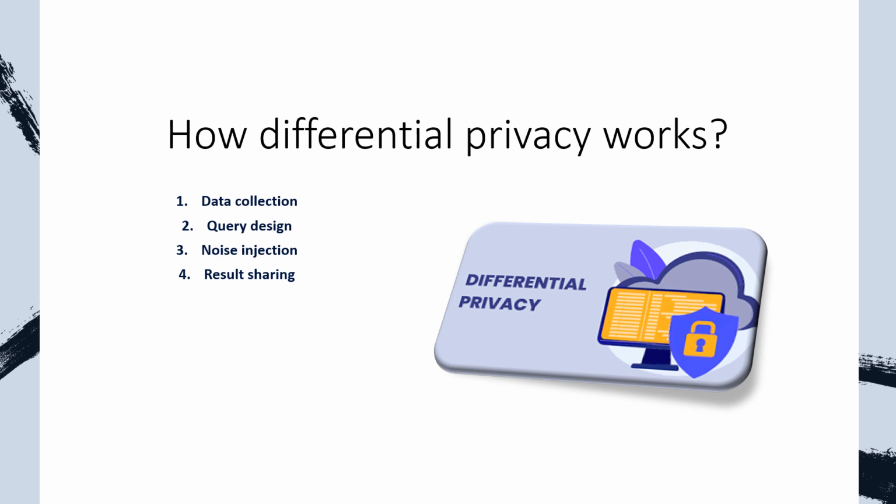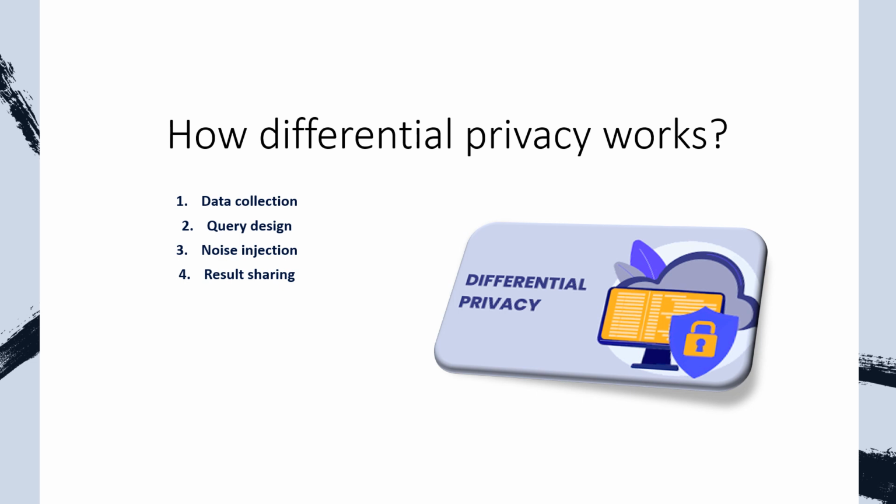Result sharing. The noisy results are then shared with the analysts, who can draw insights from the data without being able to identify any specific individual. The amount of noise added depends on the desired level of privacy and the sensitivity of the query. Differential privacy provides a mathematical guarantee that the presence or absence of any single individual in the dataset will not significantly affect the final results.